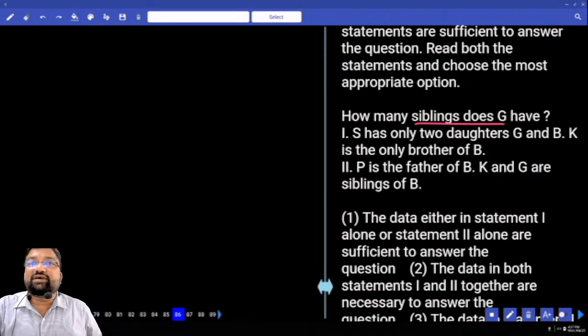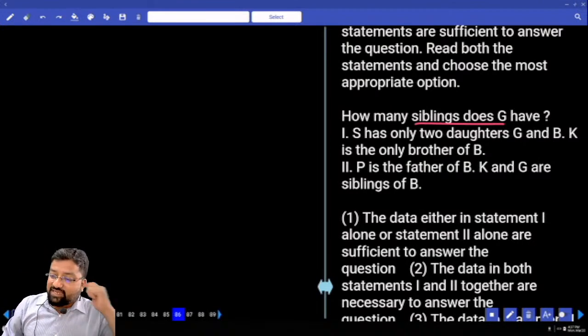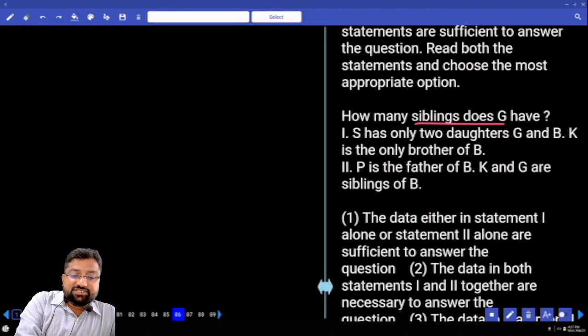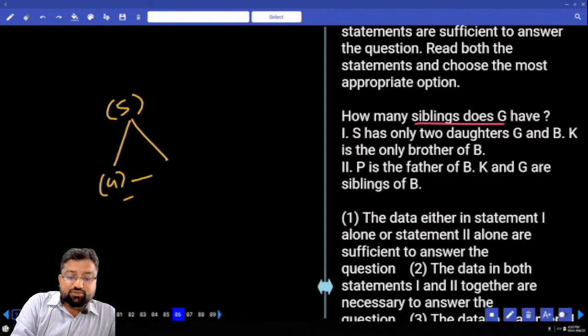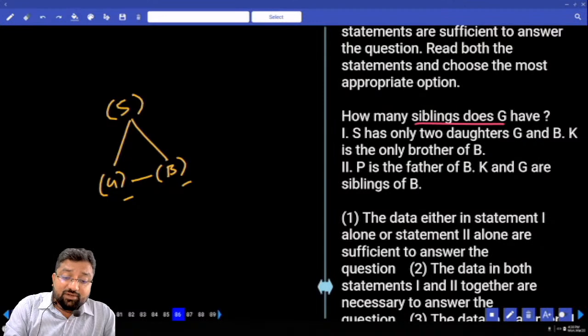children they have. Is it clear? Let's see, first: S has only 2 daughters, G and B. S has how many daughters? Only 2 daughters. Who are those 2 daughters? G and B. Done? Next: K is the only brother of B.